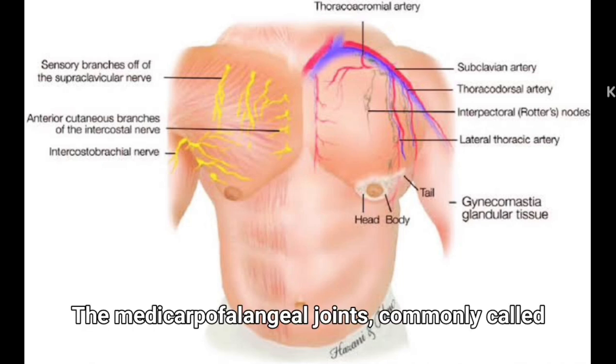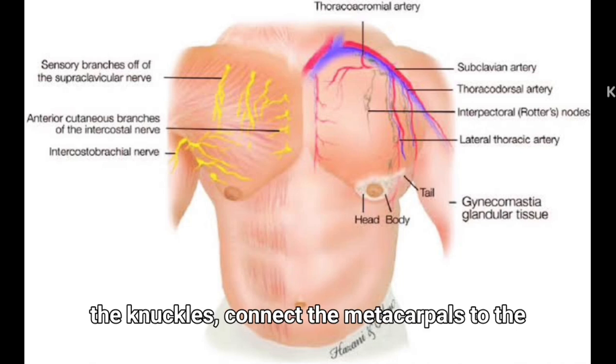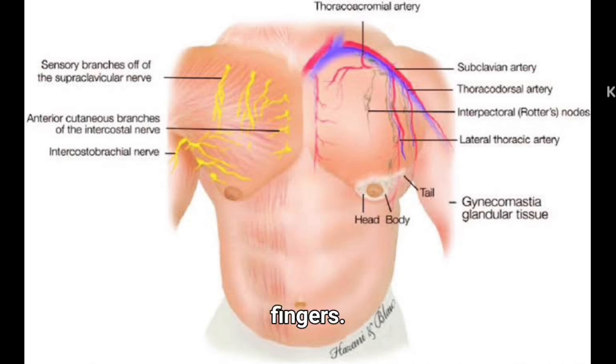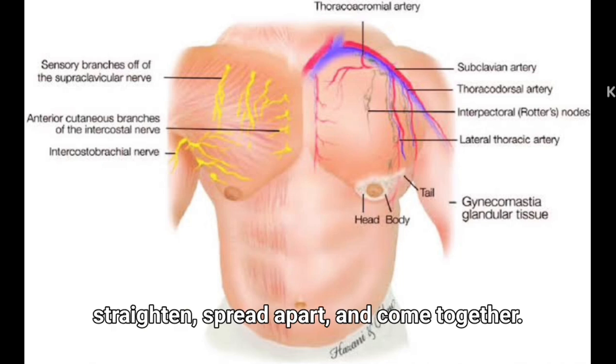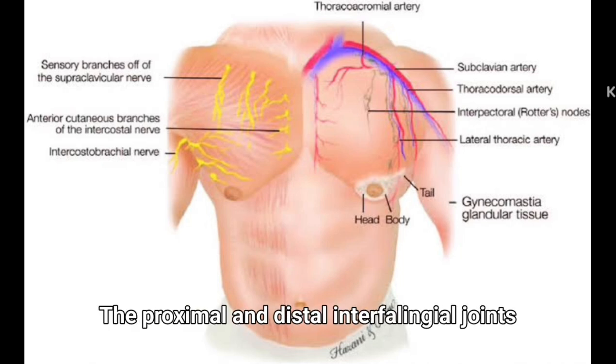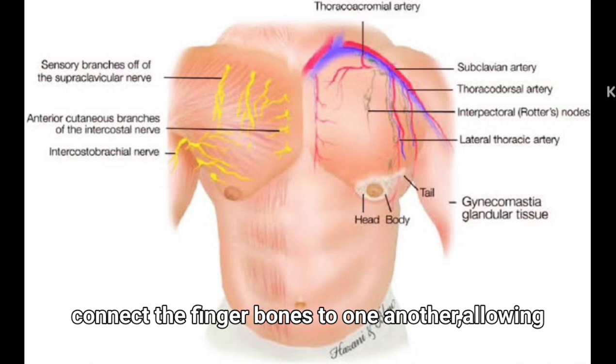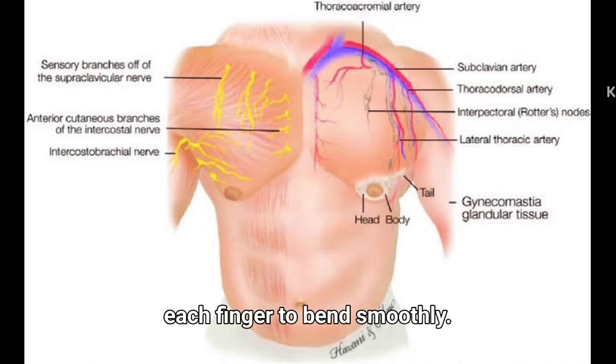The metacarpophalangeal joints, commonly called the knuckles, connect the metacarpals to the fingers. These joints allow the fingers to bend, straighten, spread apart, and come together. The proximal and distal interphalangeal joints connect the finger bones to one another, allowing each finger to bend smoothly.